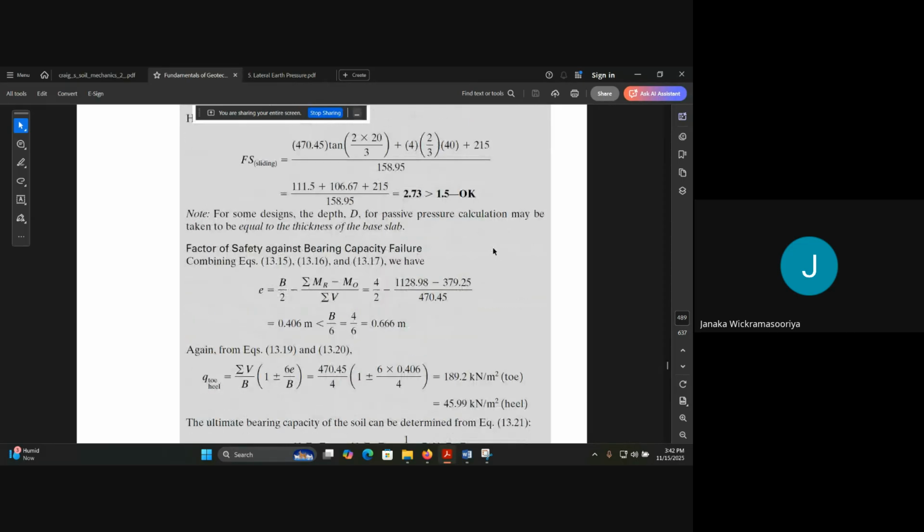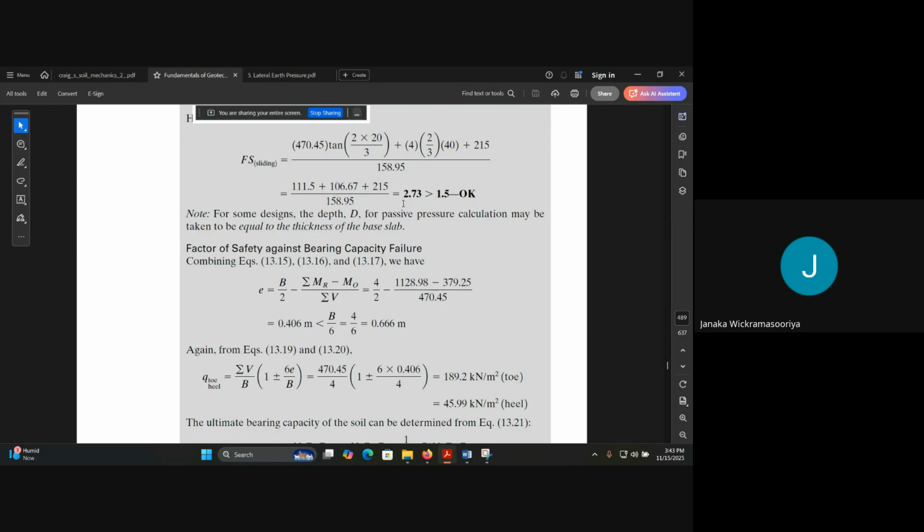Before finding the factor of safety against bearing capacity, first you have to find the eccentricity. So using this equation, you can find this. B by 2, B means 4 meters. If this is not satisfied, then you have to change the dimensions, and again you have to do it. Right?